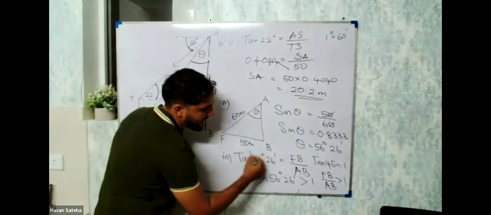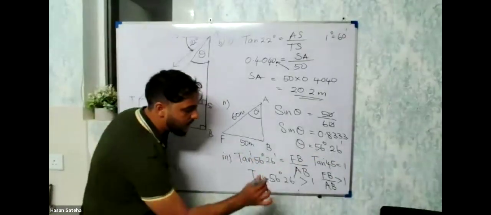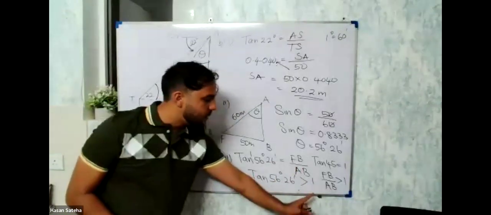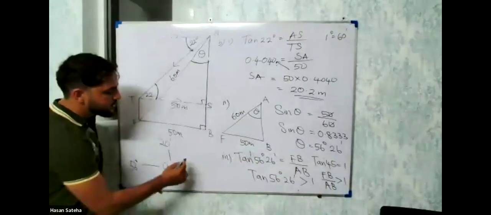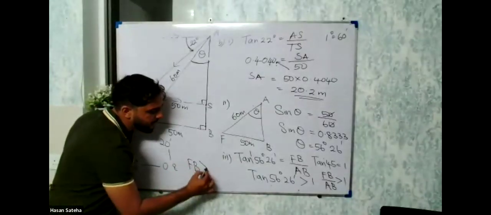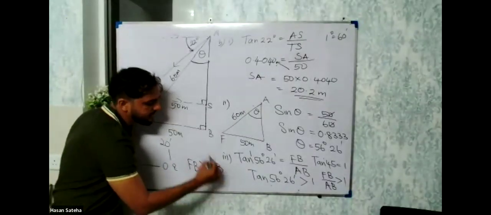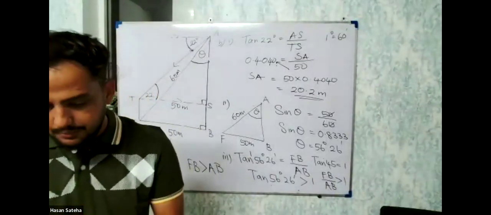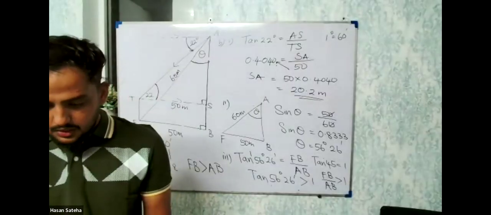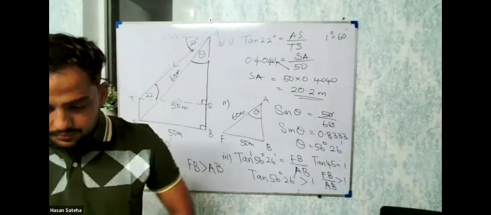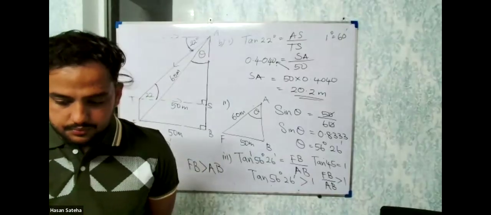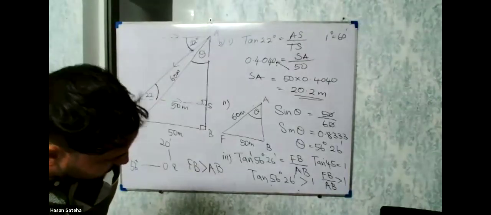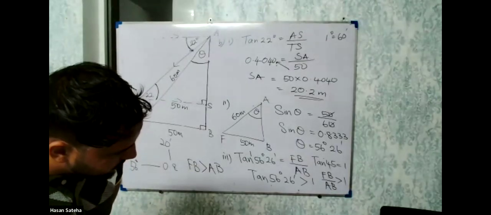So this is the first thing you're going to write: tan 45 is equal to 1. Then tan 56 degrees and 26 minutes is greater than 1. Then this fraction is greater than 1. So finally you can say the numerator, that is FB, should be greater than AB. Is that clear, everyone? Yes? So if FB over AB is greater than 1, how does it show that FB is greater than AB?